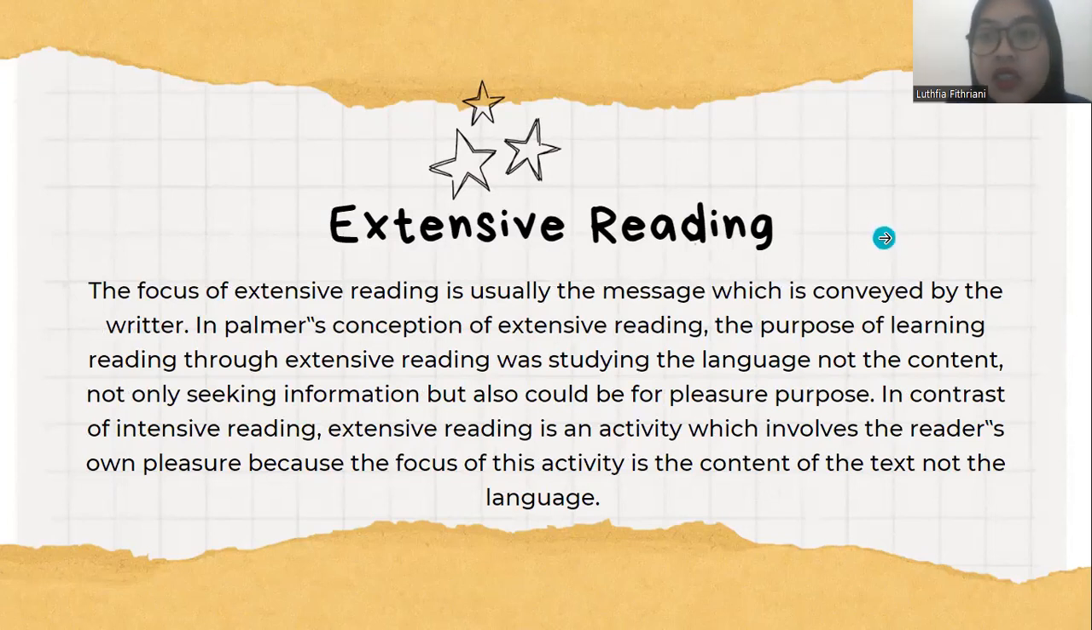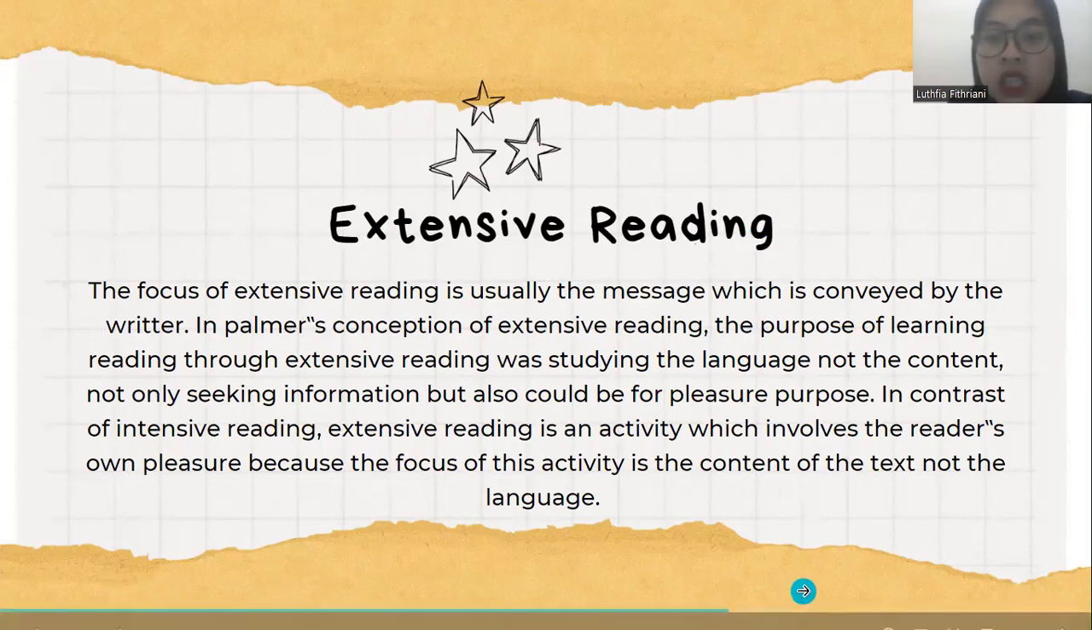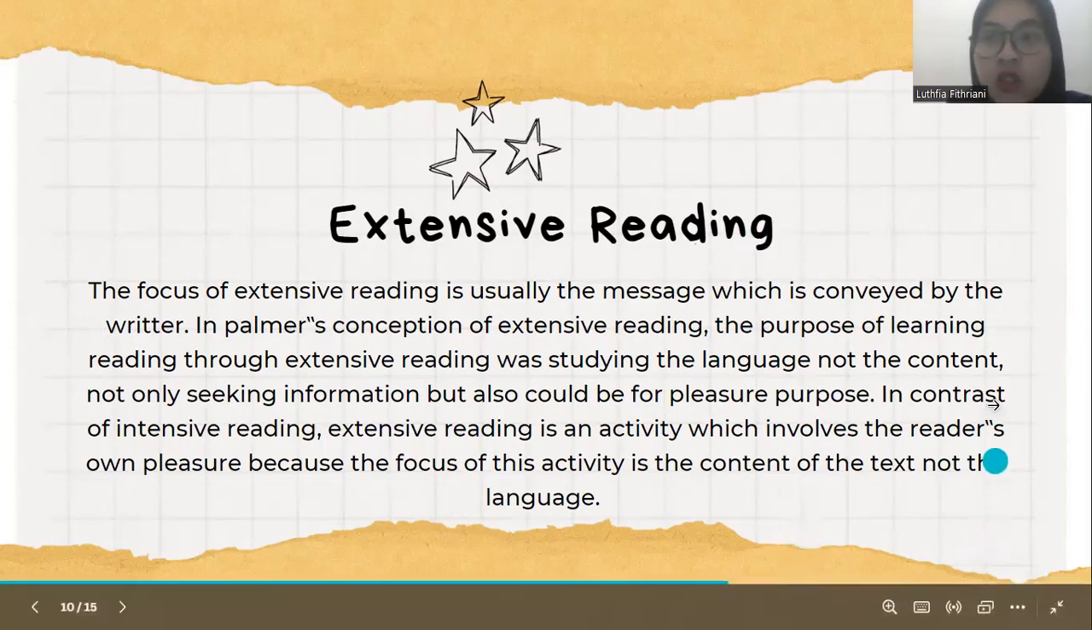The last is extensive reading. So the focus of extensive reading is usually the message which is conveyed by the writer. In Palmer's conception of extensive reading, the purpose of learning reading through extensive reading was studying the language, not the content. Not only seeking information but also could be for pleasure purposes. In contrast to intensive reading, extensive reading is an activity which involves the reader's own pleasure because the focus of this activity is the content of the text, not the language.